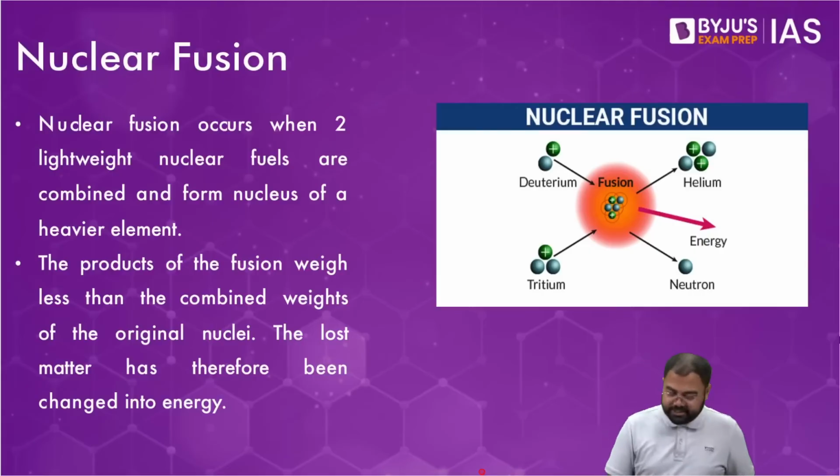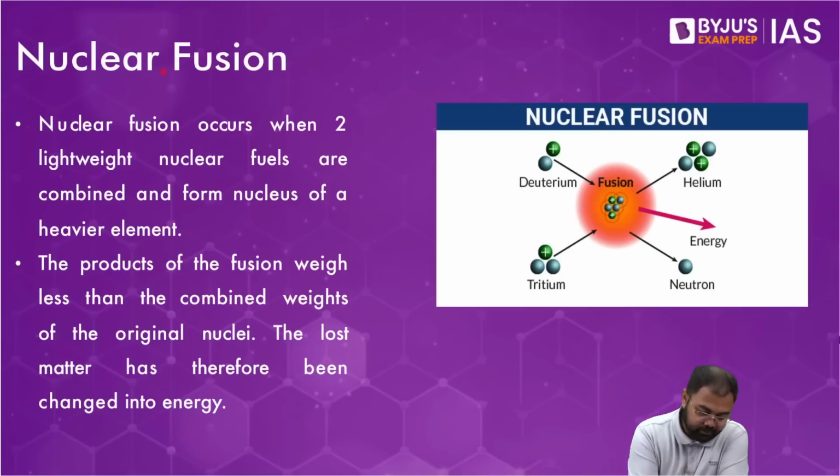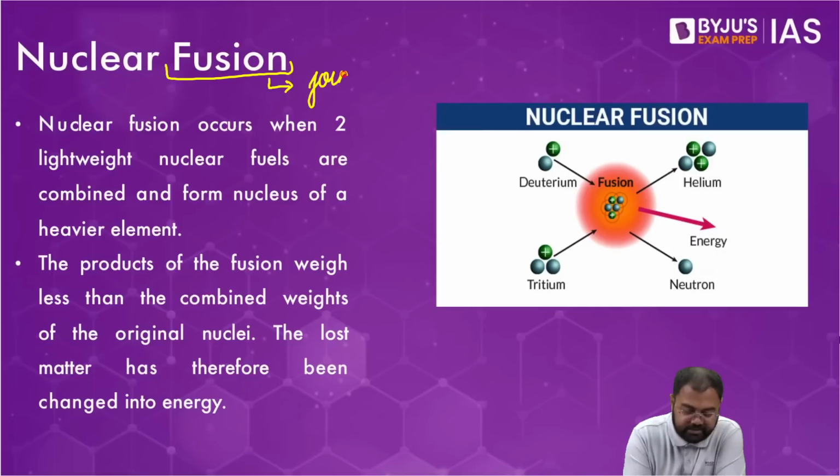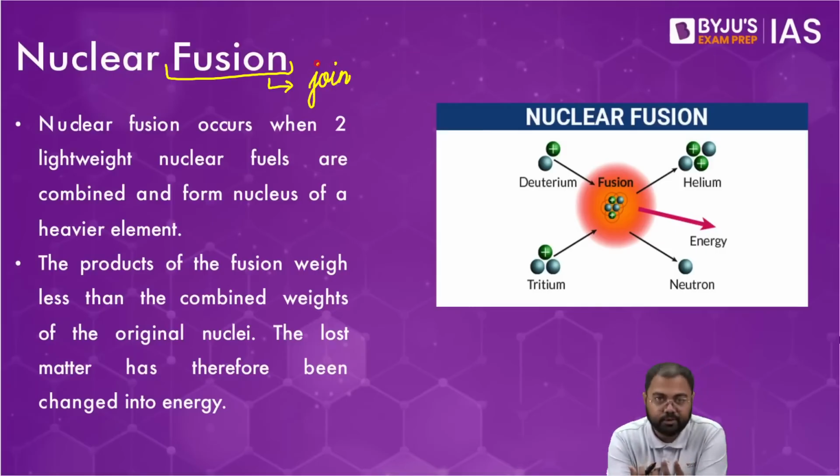All right. So let's move to the next topic, and our next topic is nuclear fusion. Now, fusion means to join, right? That is why what's happening here is that there are two particles that are joining together or fusing together, and this is called nuclear fusion. So nuclear fusion is when these two particles join together, and nuclear fission is when particles break.